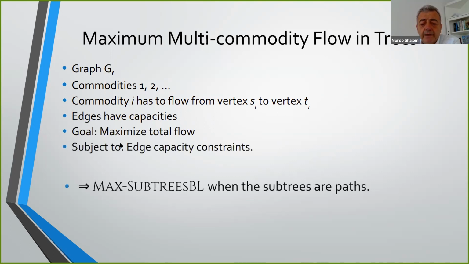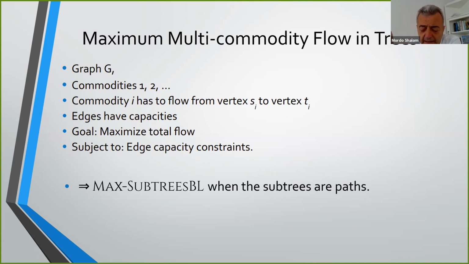Now, when the graph G is a tree, we recall that there is a unique path from any vertex Si to any vertex Ti in the tree. So the flow requests are actually paths. So you have a tree and you have paths of the tree, which are a special case of subtrees. A path is a special subtree. And it is quite obvious that this problem is exactly our problem when the subtrees are restricted to be paths.